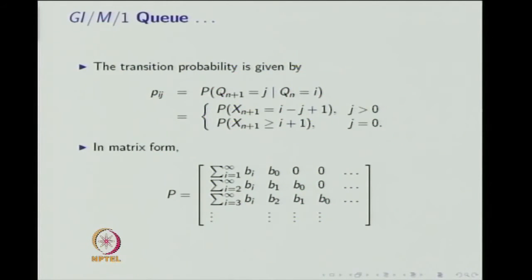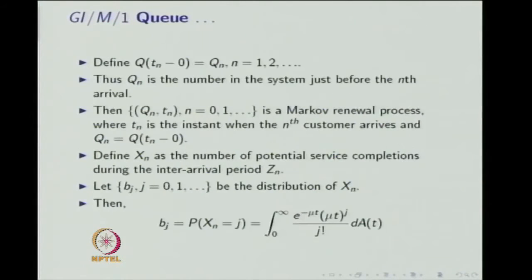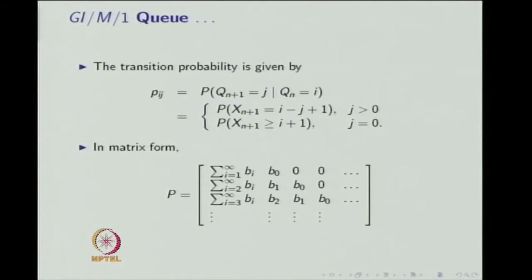In matrix form, you can write P as the matrix whose elements are P_ij. So, the first element of the first row will be the sum of b_1 plus b_2 and so on, and the second element in the first row will be b_0. Since the b_j's are the probability mass function for the random variable X_n, and for all n it is identically distributed, the probability mass function of X_n is b_j, where the running index j is 0, 1 and so on. Therefore, the row sum b_0 + b_1 + b_2 and so on will be 1.